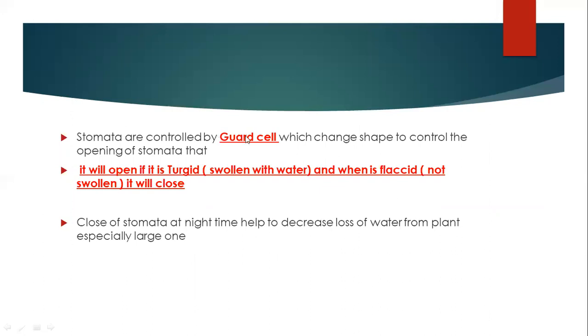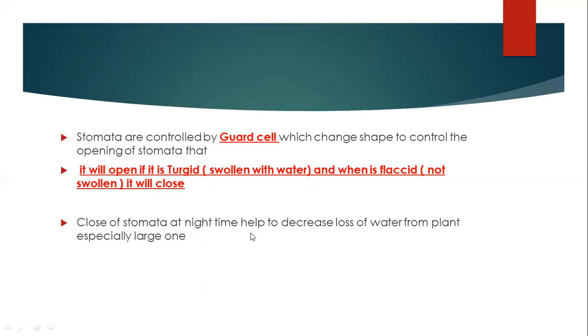Stomata, where the water will be lost to the surrounding environment, is controlled by the guard cells, which change shape continuously to control the opening of the stomata. It will open if it is turgid, meaning swollen. If the guard cell is swollen with water, then it will open. And when it is flaccid, meaning it lost its content of water, so not swollen, it will close.